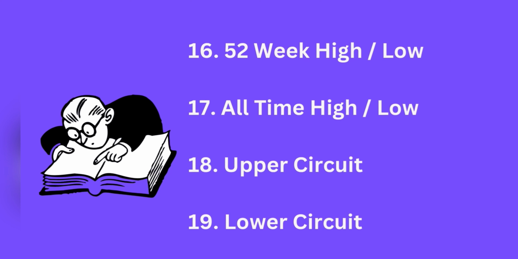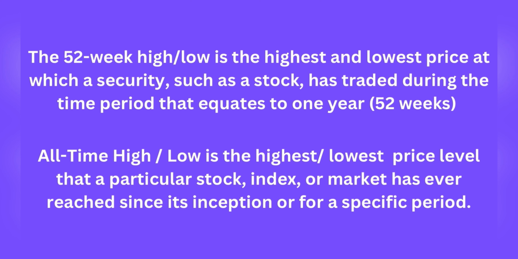When we talk about a financial instrument, it is mostly associated with terms such as 52-week high and low, all-time high and low, upper circuit and lower circuit. The 52-week high or low is the highest and lowest price at which a security, such as a stock, has traded during the time period that equates to 1 year, that is 52 weeks.